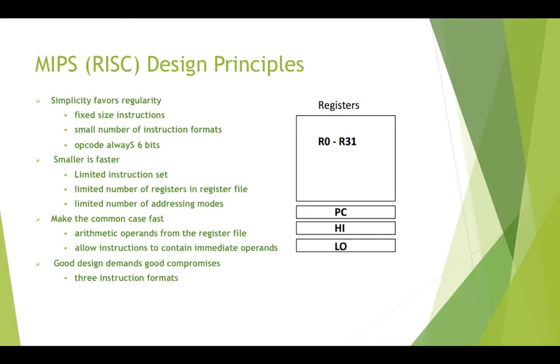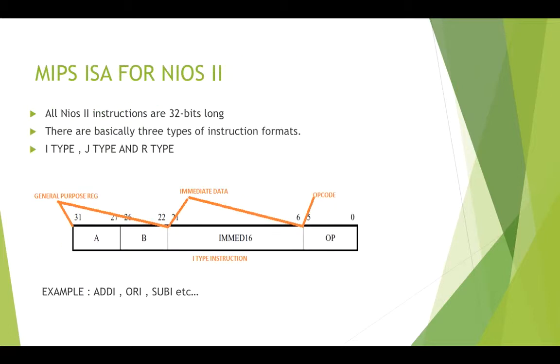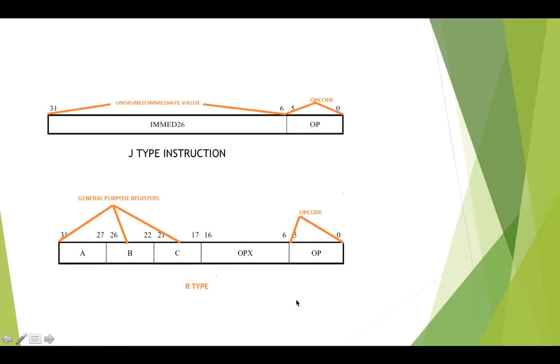And being a good design, it has its own trade-off, that it has just 3 instruction formats. So let us explain the 3 instruction formats. First we come to the I-type instruction. The first two fields, A and B, are 5 bits each. They are used as general purpose registers. Here the 16-bit immediate field provides immediate data which can be extended to 32 bits. And the opcode tells us the kind of operation that has to be performed, for example addi, ori, subi.